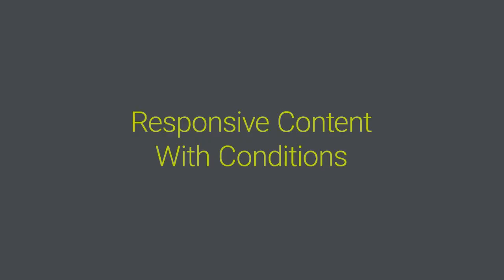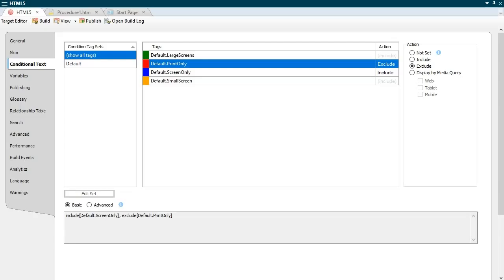Also new in this release is the ability to create responsive content with conditions. This feature is available for HTML5 targets. When you set conditions in a target, not only can you choose to include or exclude those conditions, but you can also associate them with factory media queries. In other words, web, tablet, or mobile.